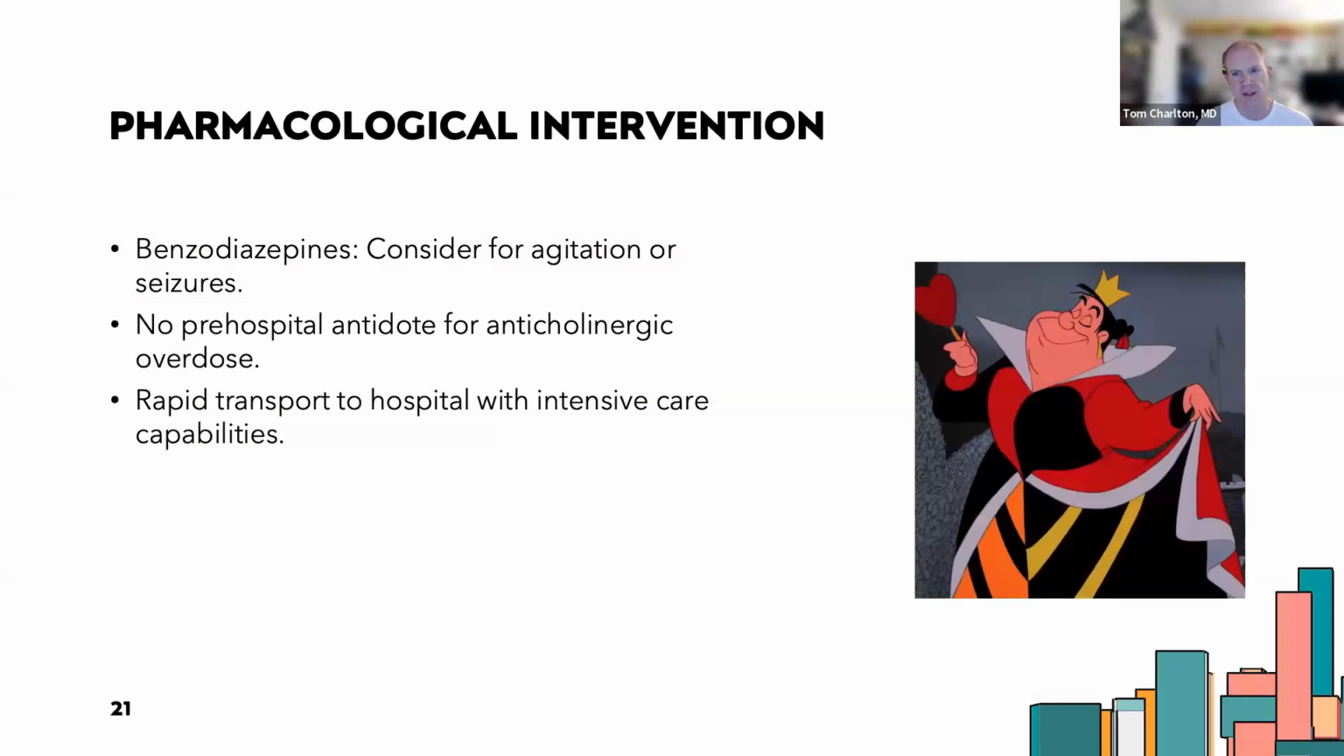So as we talked about, the intervention that we would need to do is benzos for agitation or seizures, but there really isn't any pre-hospital antidote for anticholinergic overdoses. Really, this is something that you just need to transport to the hospital, ideally with an intensive care unit capability. So that around here is any of the hospital-based emergency departments are capable of taking care of this. And it's mainly just supportive care. There's not a whole lot more that these folks typically need other than time.